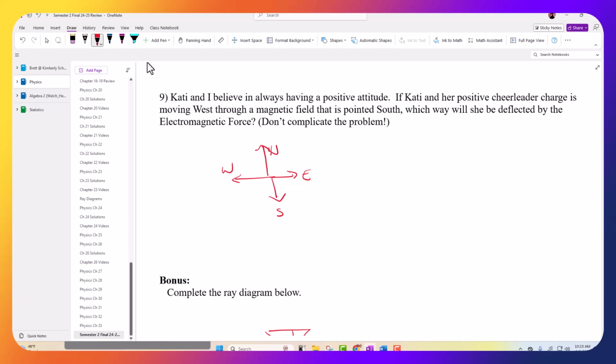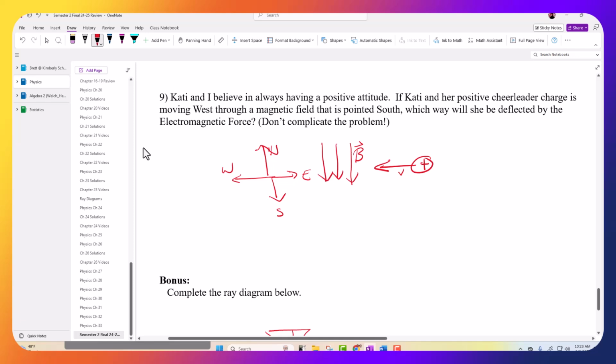All right. So in this situation, we have Katie with her positive cheerleader energy. So we're going to call her a positive charge. She is moving west. That's her velocity. And the magnetic field is pointed south. The question is, which way will she be deflected?